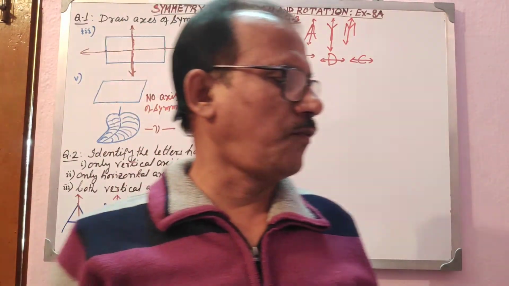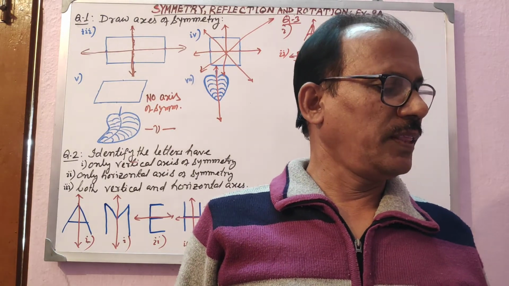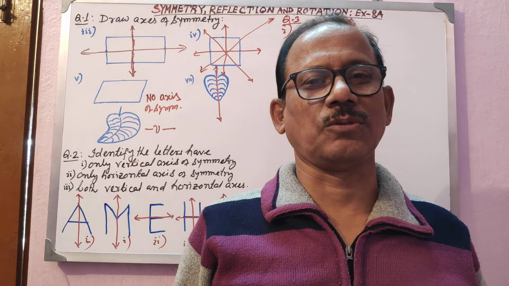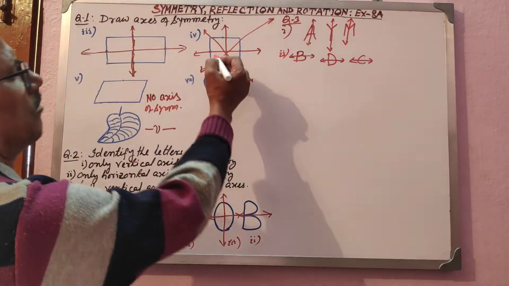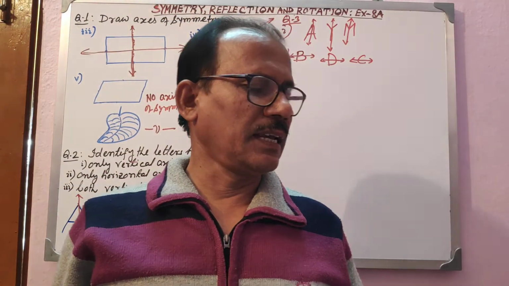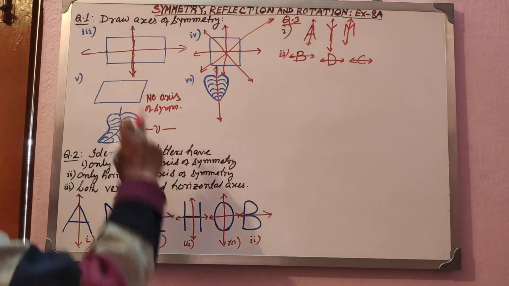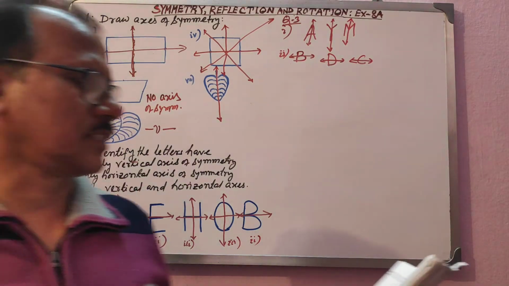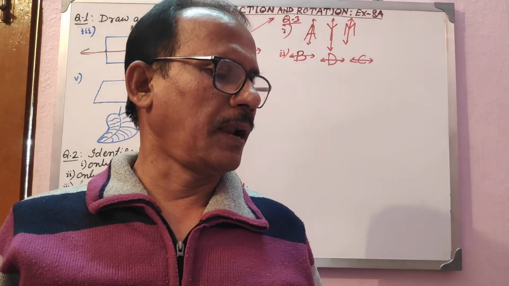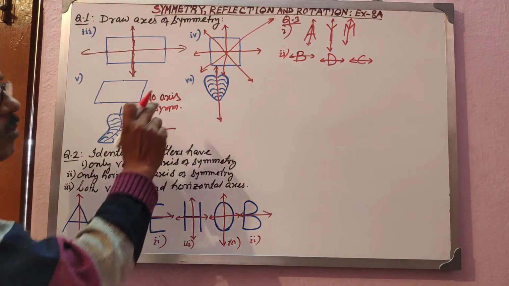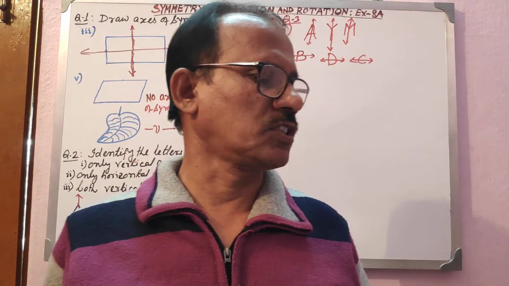Now, we'll solve question number 4. State whether the following statements are true or false. A square will have 4 axes of symmetry. Square definitely will have 4 axes of symmetry. We have discussed it already. Now, a rectangle will have 4 axes of symmetry. Rectangle, does it have 4 axes of symmetry? No, 2 lines of symmetry or 2 axes of symmetry. It's a false statement. A parallelogram has got 2 axes of symmetry. Parallelogram will have no axis of symmetry, so it's a false statement.